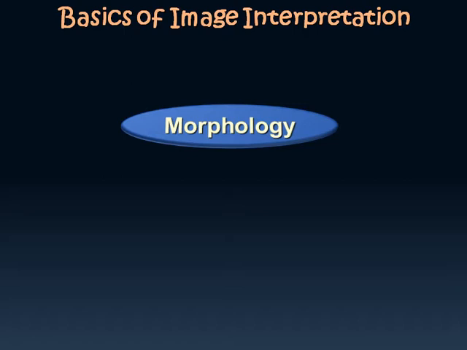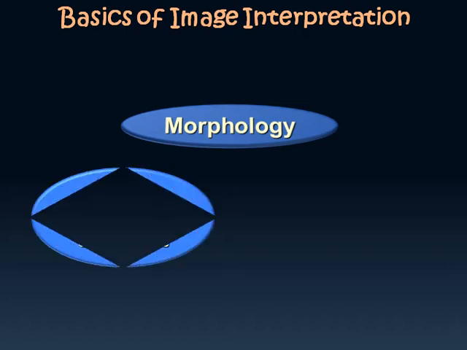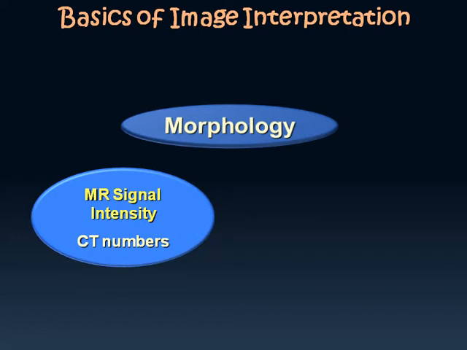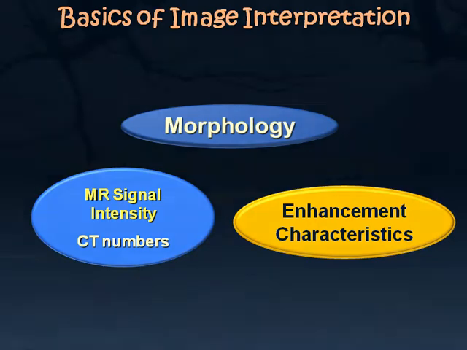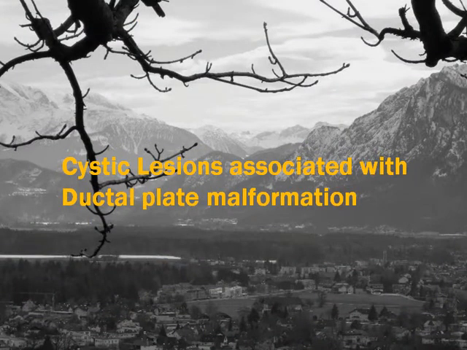Image interpretation is based on morphology, MR signal intensity or CT numbers, and enhancement characteristics. MR signal intensity or CT numbers are important for tissue characterization, and enhancement characteristic is really important for differential diagnosis, especially for focal hepatic lesions.